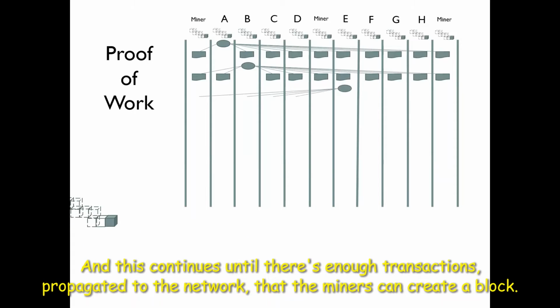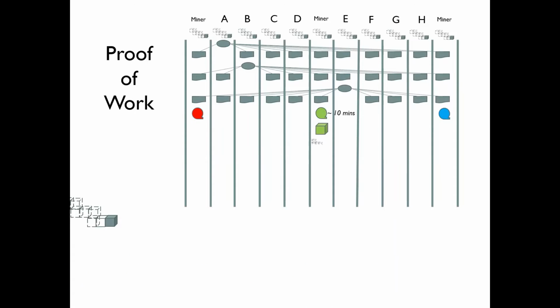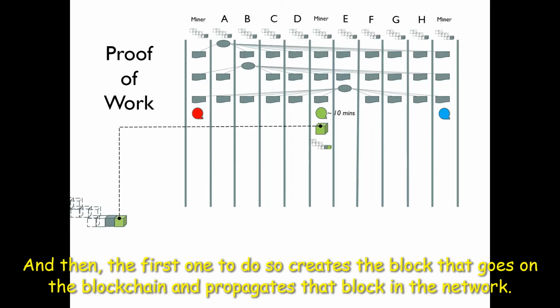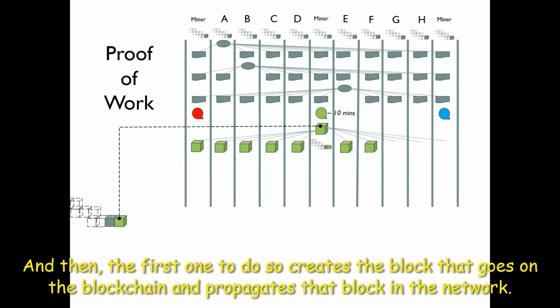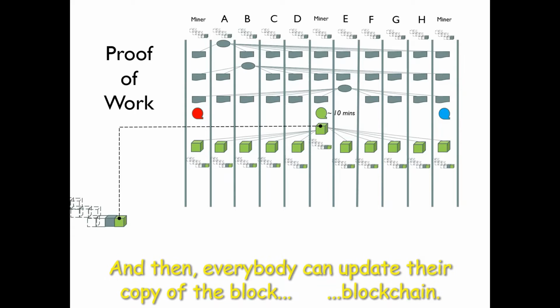And this continues until there's enough transactions propagated in the network that the miners can create a block, and they then compete to solve the puzzle of creating a hash that's below the level of difficulty of the network. And the first one to do so creates the block that goes on the blockchain and propagates that block in the network. And then everybody can update their copy of the blockchain.